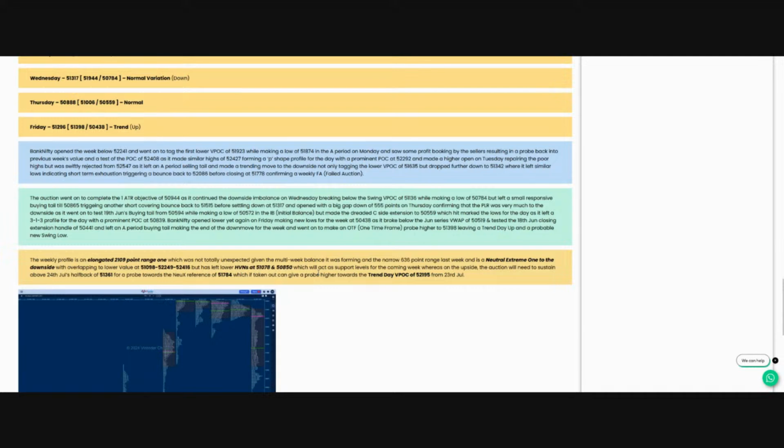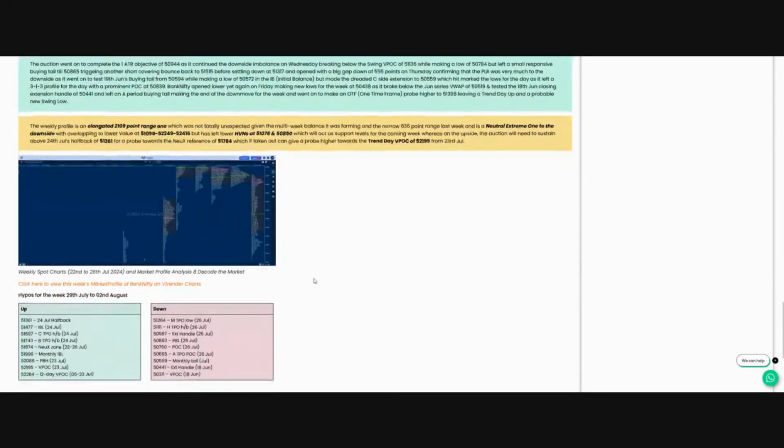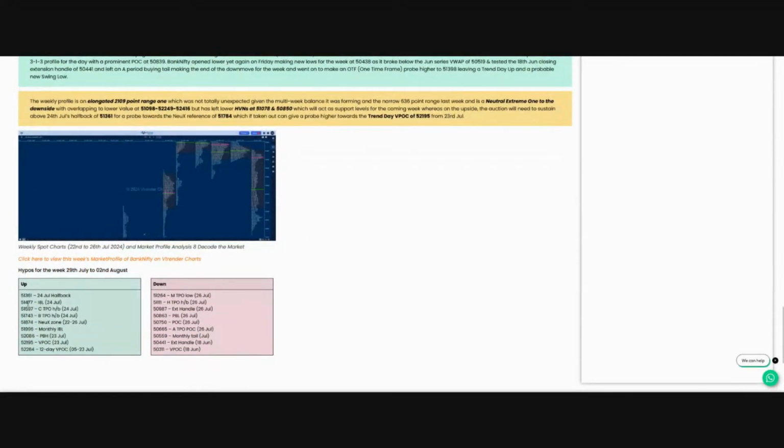So this was our probe, and this was our expectation for this week, and this is what happened today. You can see these hypos which were given, how we opened above these levels and went on to tag all of these hypos in today's session itself. In fact, we finished all of them inside the G period. So once we hit the last objective, that is where Bank Nifty stalled and it made a reversal. I'll come to today's chart and we'll discuss that as well.